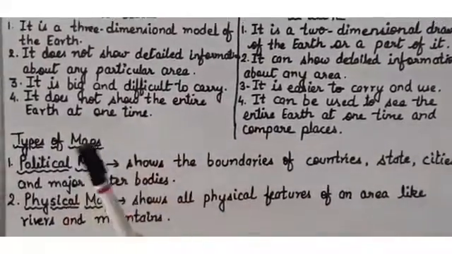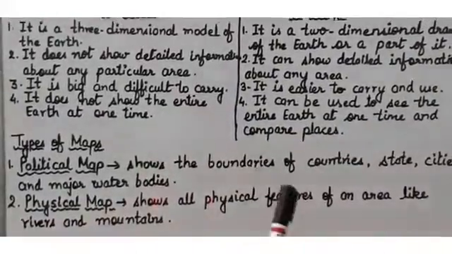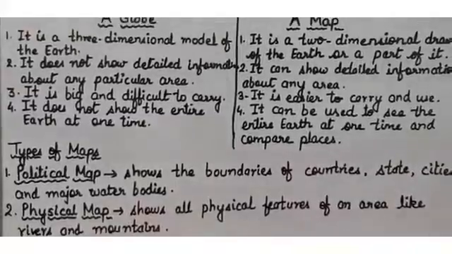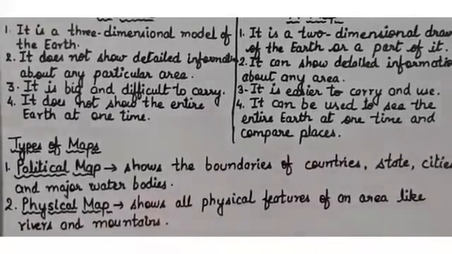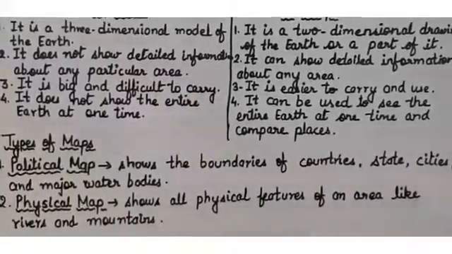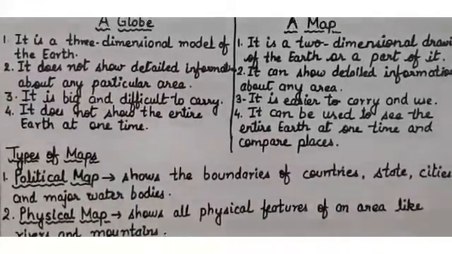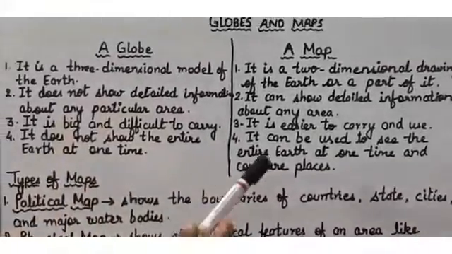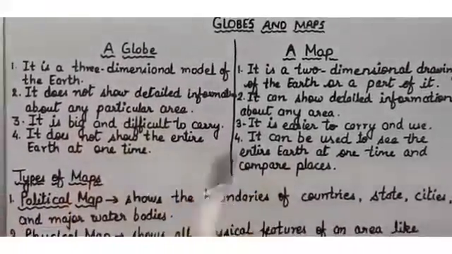I also told you about the features of a globe. It has some problems: a globe is difficult to carry, and number two, a globe is difficult to use because it cannot be used to compare different places of the Earth. Now today in this video we'll study the differences between a globe and a map.